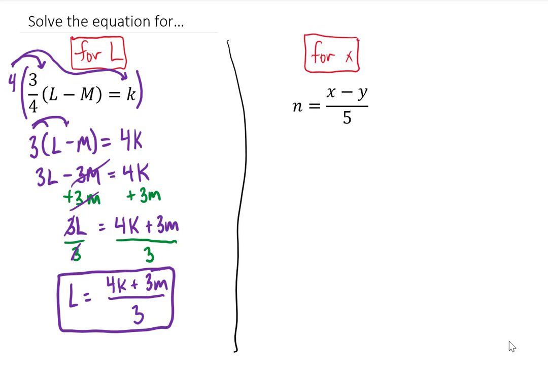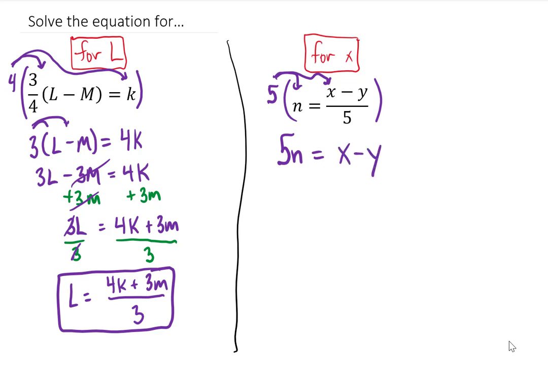So n equals x minus y over 5. We're going to use the tried and true strategy of multiplying by the least common denominator, which is a 5 in this case. So on the left hand side, we will have 5 times n. And on the right hand side, the 5's will cancel, leaving me with x minus y.